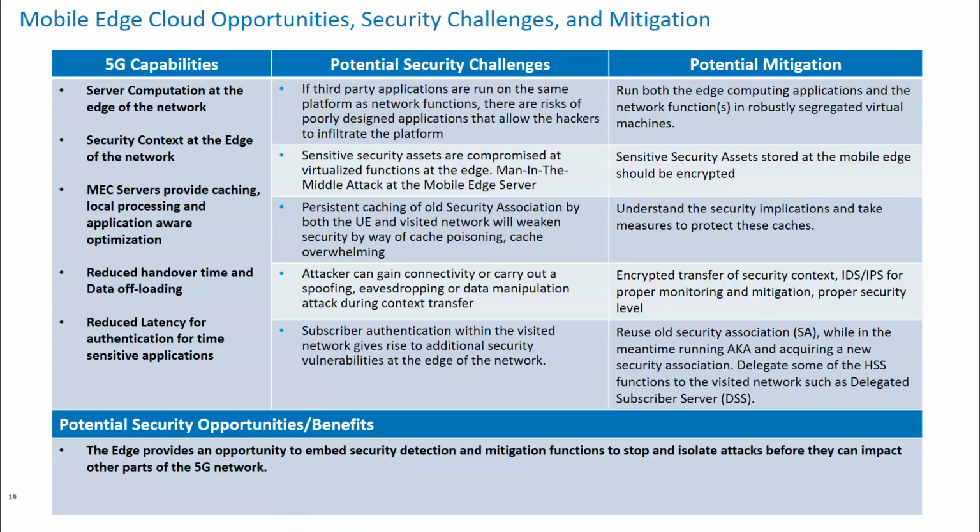So you do a similar analysis. You figure out what the potential opportunities are by having edge cloud. That's pretty clear, right? And then if I put the security context at the edge and do a security association at the edge, what are the challenges I have? And then you figure out the potential mitigation technique, right? So this is another example, mobile edge cloud, the second enabler.